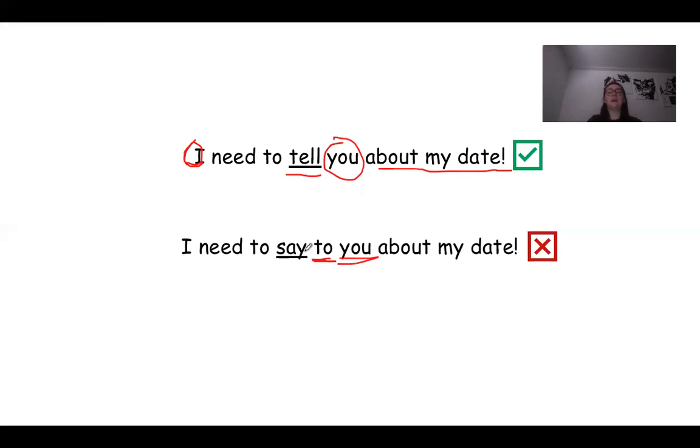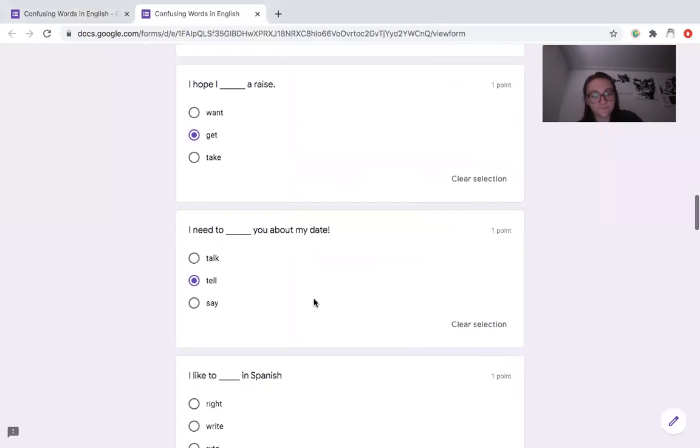But if somebody said, "I need to say to you about my date," it sounds a little weird because you only use "say" to talk about anything that comes out. There's a better word to use than say, and it's "tell," because it's very specific. We use it when we are telling stories, when you tell somebody to do something, instructions, information, if you are telling a story. So that's why it's "tell."